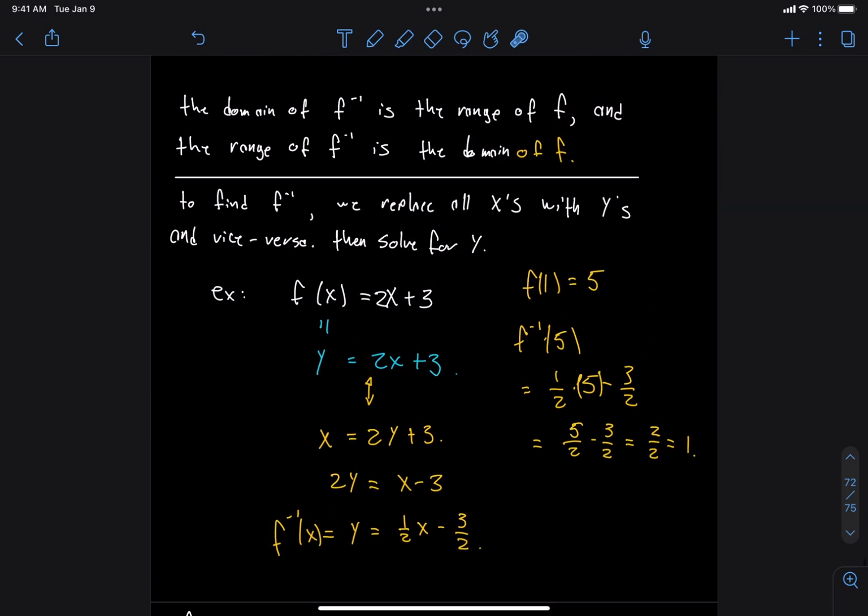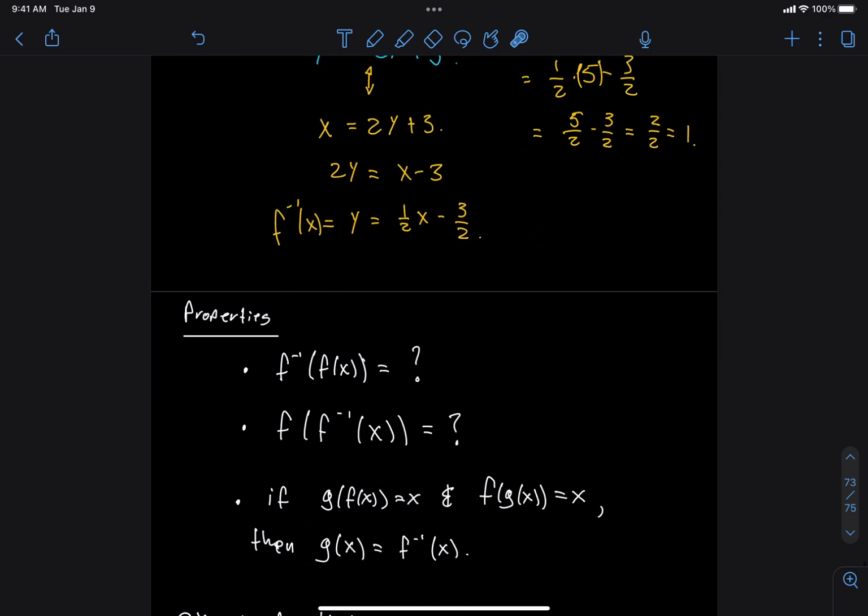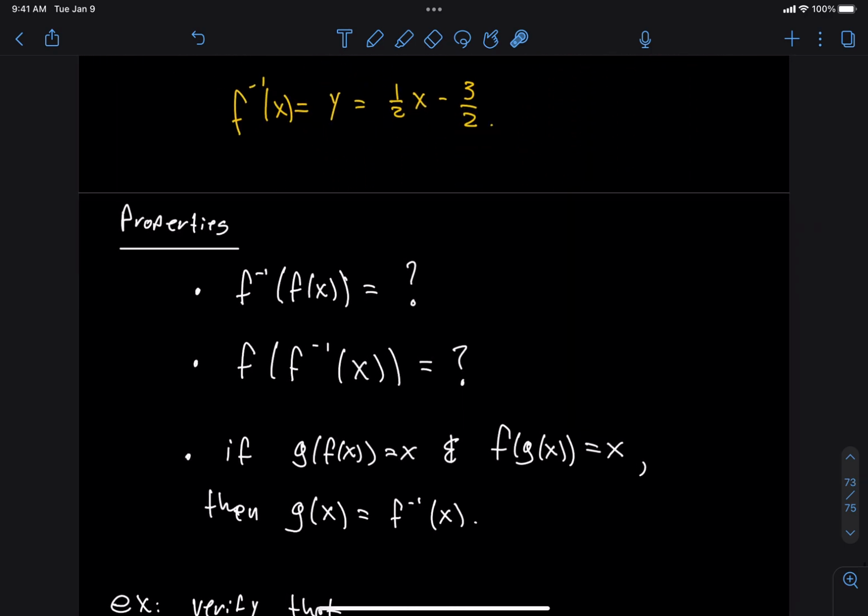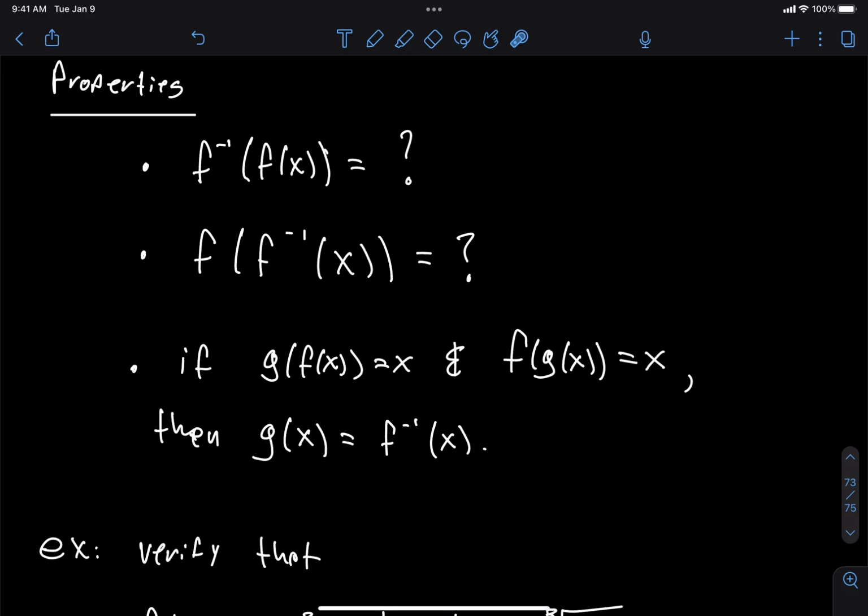Okay. So any questions on how I found this inverse here? I just replaced x by y, replaced y by x, and solved for y. Okay. Then, let's talk about the properties of the inverse function.